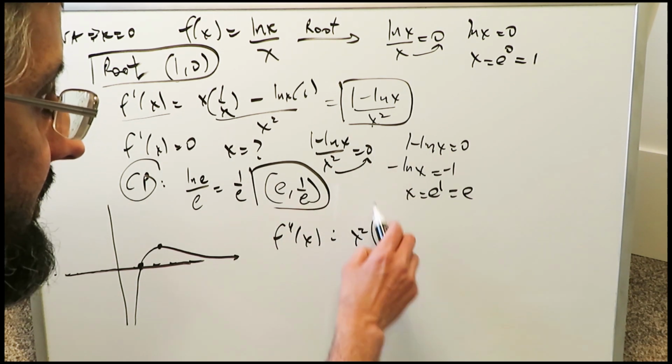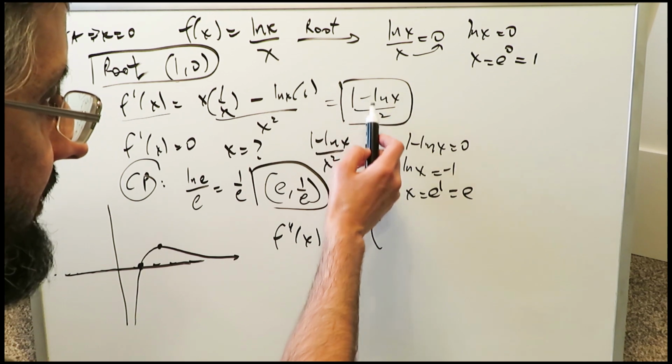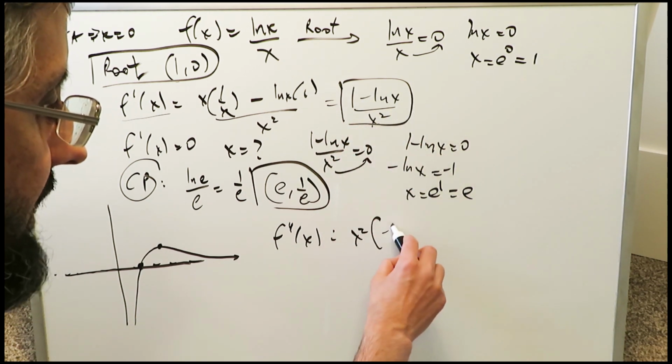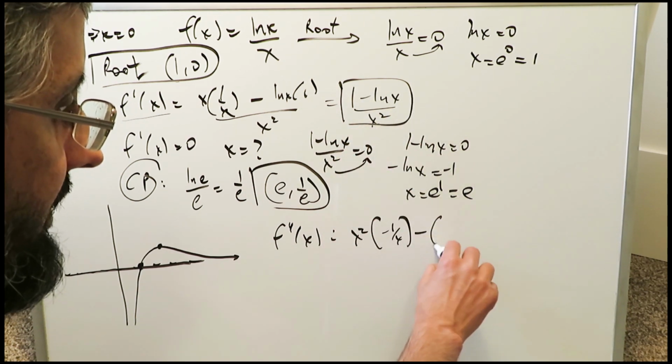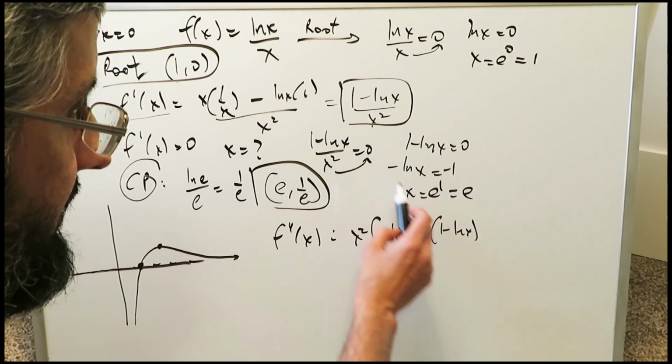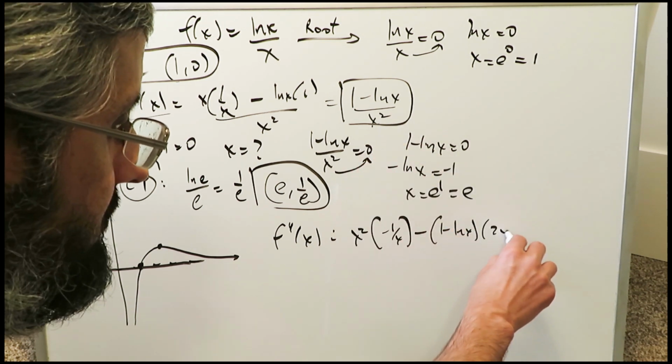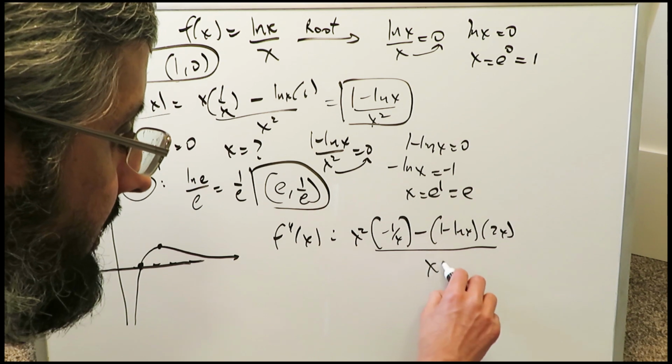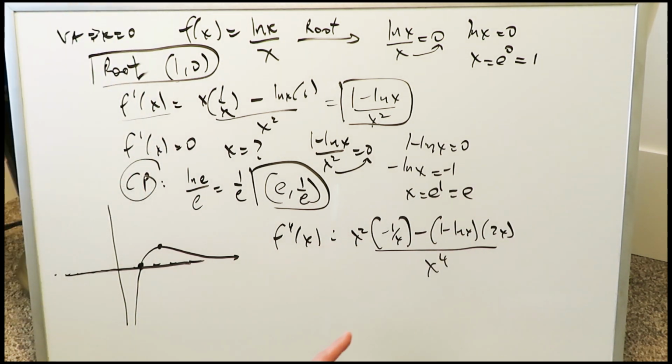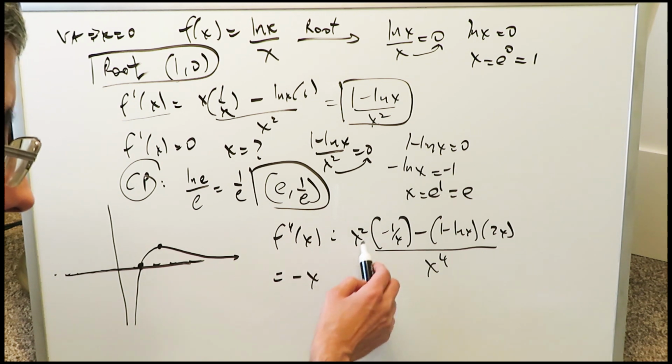I'm doing x squared times the derivative of this. This is my f function, g function. The derivative of that would be minus 1 over x. Minus, then I have my f function multiplied by the derivative of the g function, which will be 2x, all over x squared, which is x to the 4. Simplify this. What are you getting? You're getting here a minus x.